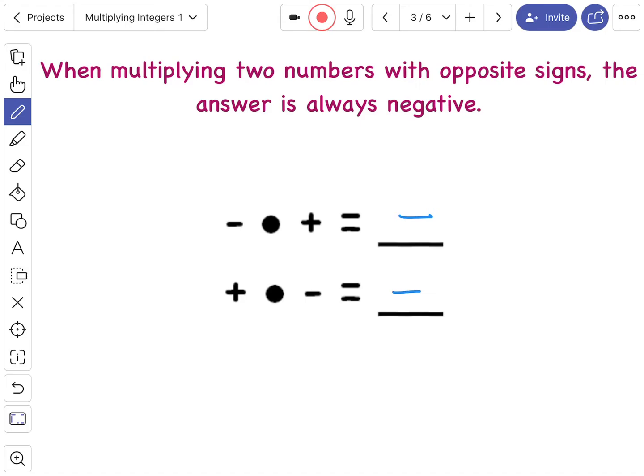So the rules are simple. They're very straightforward for multiplying and dividing. One of each, it's negative. If they're the same, they're positive. You just have to keep that straight and keep that in your mind that it's different than adding and subtracting.